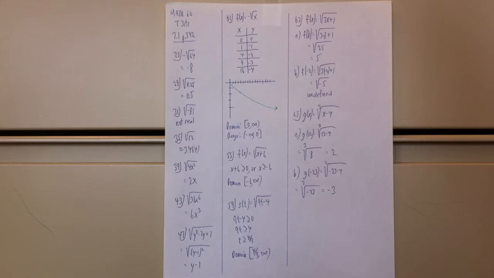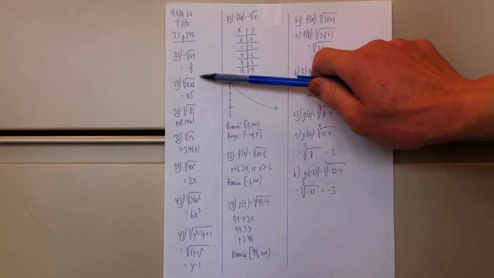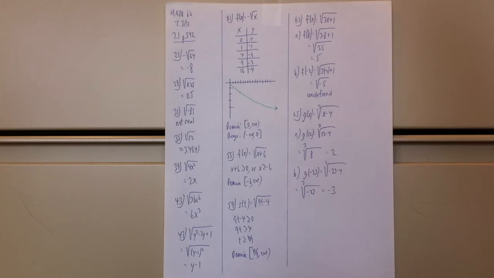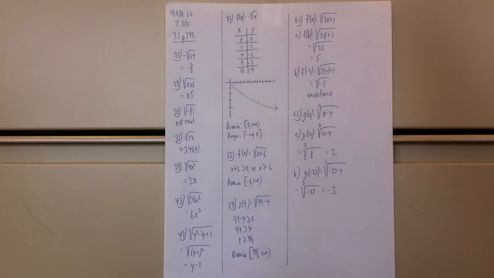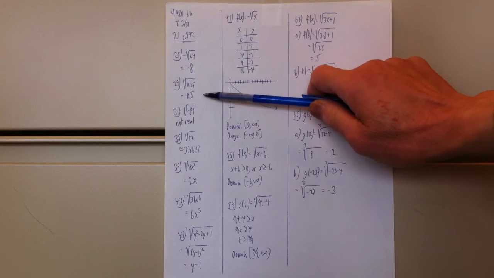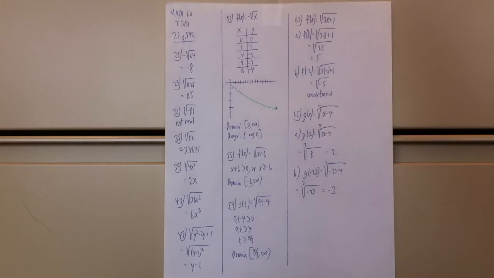Problem 29, the square root of 0.25, you're asking for what number times itself gives us 0.25. That comes out to be 0.5. You have to be careful about that a little bit. We know 5 times 5 is 25, but 0.5 times 0.5 is 0.25. You could also get that on your square root button on your calculator, which I'll try to demonstrate shortly.